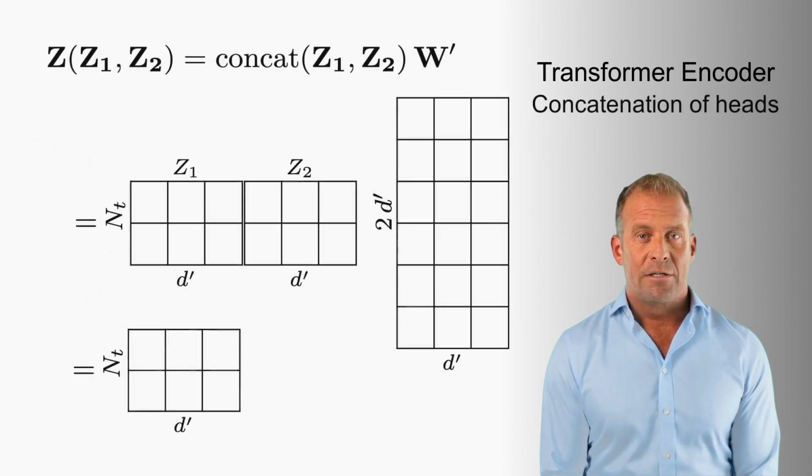The outputs of all heads are concatenated and projected with the weight matrix W prime. This step combines the knowledge learned by the different heads into a single representation that can be used for classification, regression, or further neural network layers.